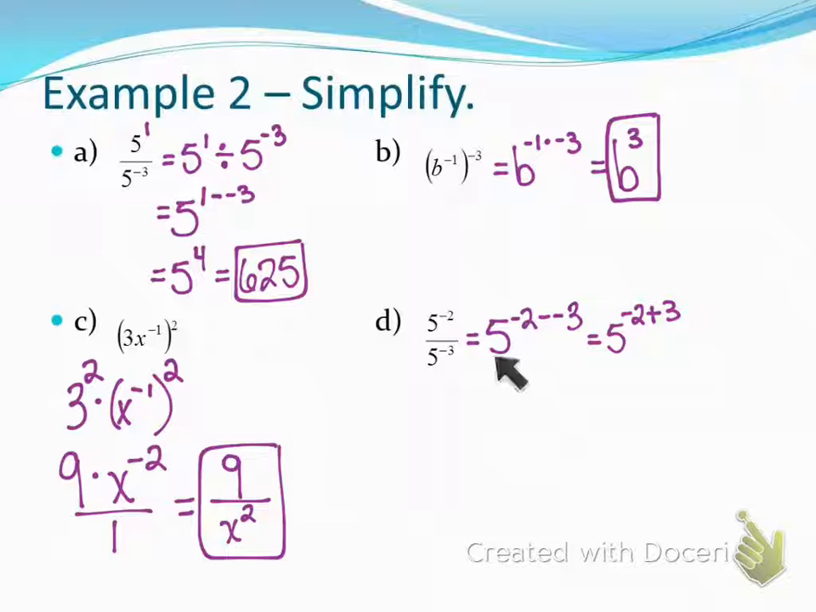I'm not expecting that you should have to write it out separately every time. I'm just trying to show you the steps of how we're thinking through this. What is negative 2 plus 3? Which is bigger, the -2 or the 3? The 3, and the 3 is positive or negative? Positive. So our 1 is going to be positive. 5 to the first power just equals 5. So that would be our final answer on letter D.